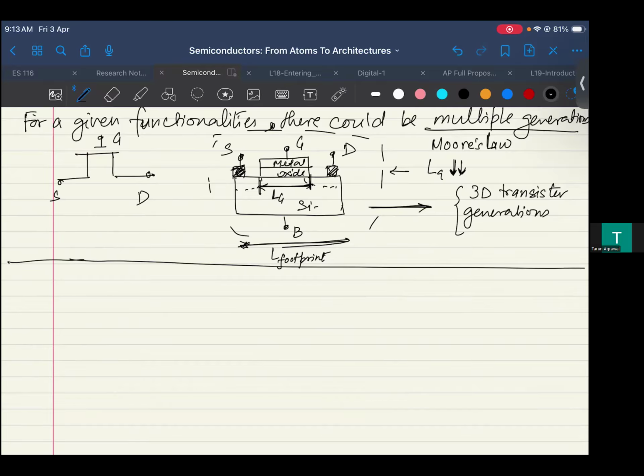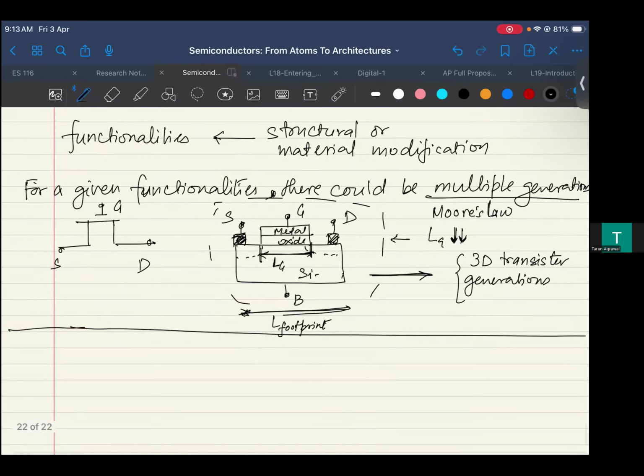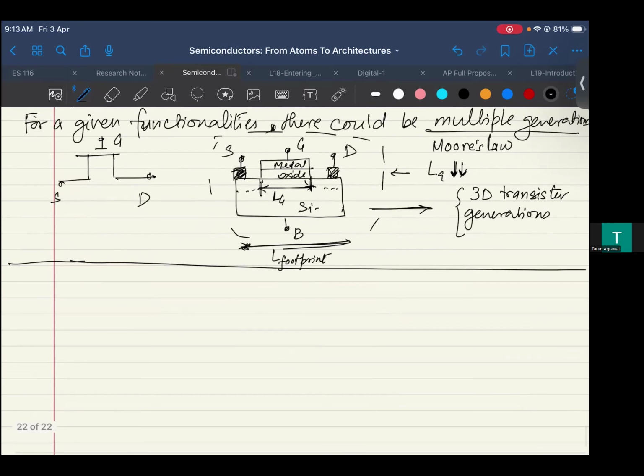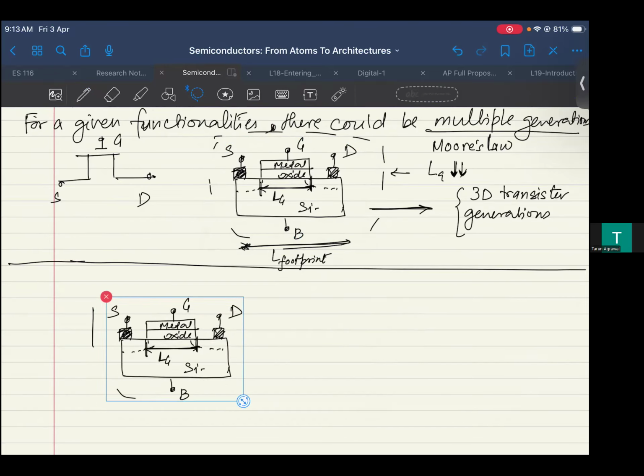Now in this particular video, if we want to make different functionalities, we talked about switch, amplifier, memories, right? Different kinds of functionalities. Today we are also going to see an important functionality. Let's say we have this MOSFET, and now to this MOSFET, what do you think you will apply?